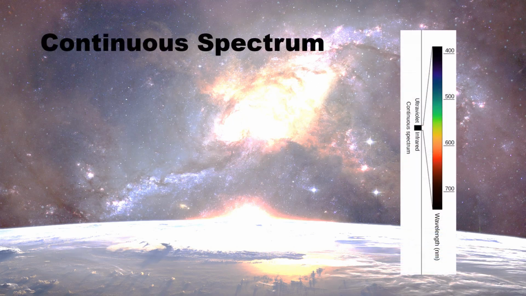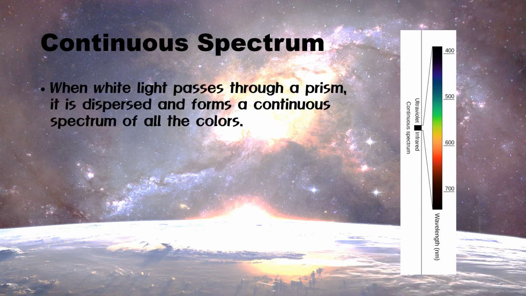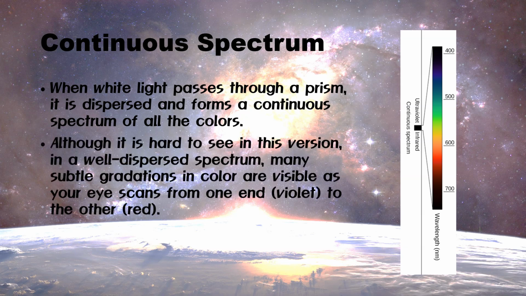So here's another closer look at a more continuous spectrum. When white light passes through a prism, it is dispersed and forms a continuous spectrum of all the colors. Now, although it's hard to see in this version that we have here in our image, it's actually a very well dispersed spectrum, and you have many subtle gradations in color, from one end to the other, from the violet to the red.